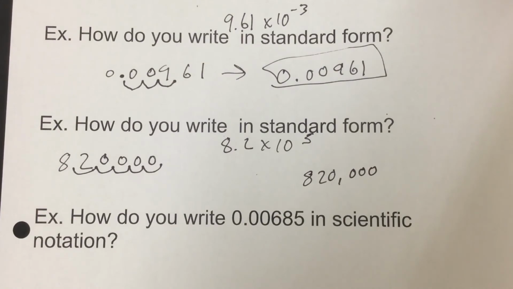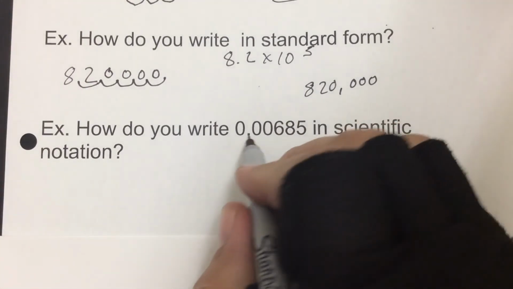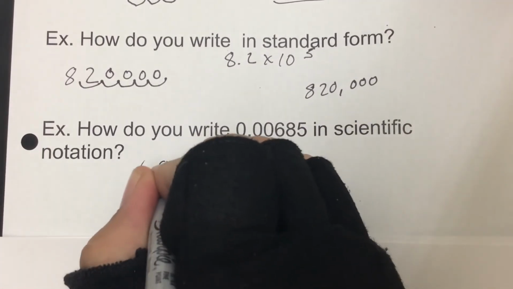Back to scientific notation. So here we're dealing with a smaller number. So again, we're going to start with the non-zero numbers. So don't have to worry about this one, don't have to worry about this one, don't have to worry about this one. But then we have 6, 8, 5. So 6, 8, and 5.